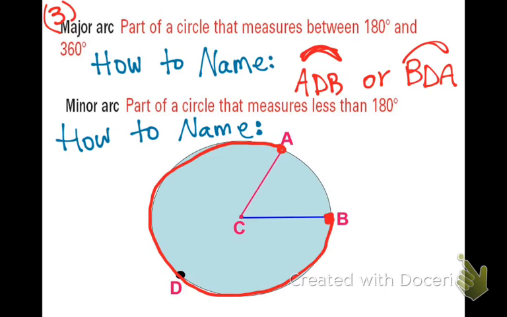So this was a major arc. Hopefully you've highlighted it on your paper. So ADB or BDA. D always has to be in the middle in this picture, because that's the direction you go in. If you said ABD, you would have named this other one. Does that make sense? And then C will never be mentioned because it's not a part of the arcs. A minor arc you name with 2 letters.